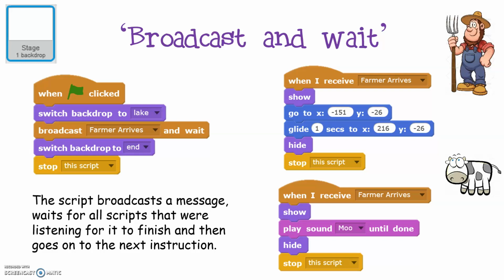However, if you're using broadcast and wait, that's more useful for things like animation. So maybe you broadcast scene 1 and then all of the characters do what they're doing for scene 1, and then when it's finished you move on to scene 2, and so on and so forth. So it makes complex animations a lot easier, and the advantage of using the broadcast is it works really well and it's great for timings.